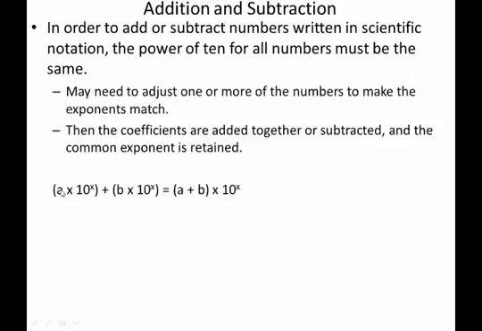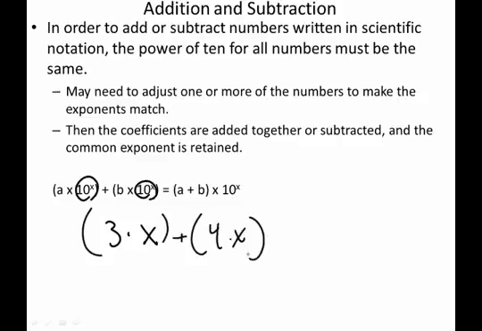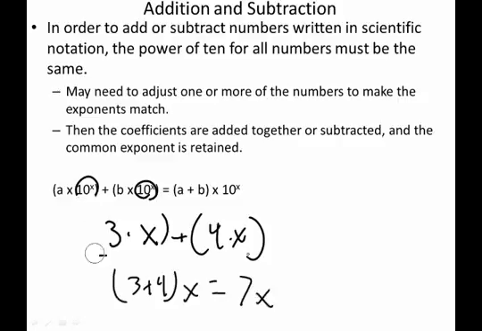If you have a times 10 to the x plus b times 10 to the x, notice they're both x. The exponents have to be the same thing, right? Then you can add the coefficients, but the exponents stay the same. So this is the idea of if you had 3 times x, I'm just calling this x, plus 4 times x, remember you can pull this out and say, oh, this is 3 plus 4 times x, which is 7x, right? So that's what we're going to do here.